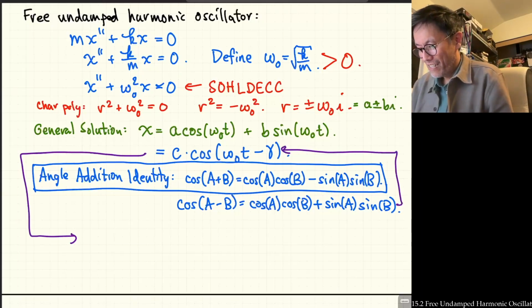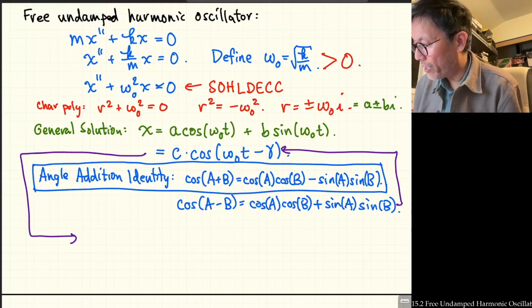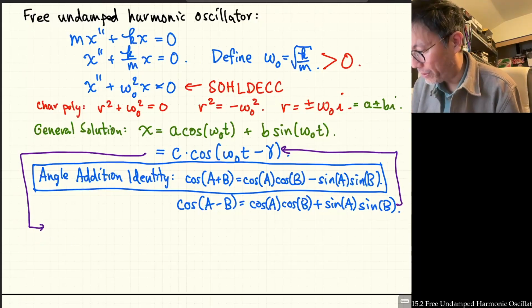Okay? Because what I'm trying to do is figure out what C and gamma are, which will make this true, if it's even true to begin with. What are C and gamma supposed to be?